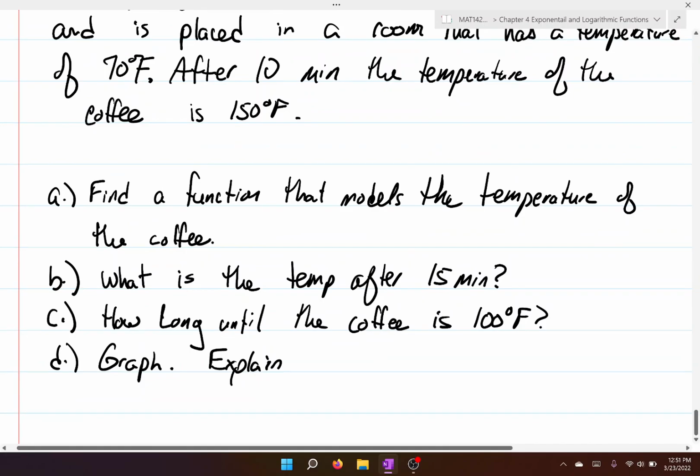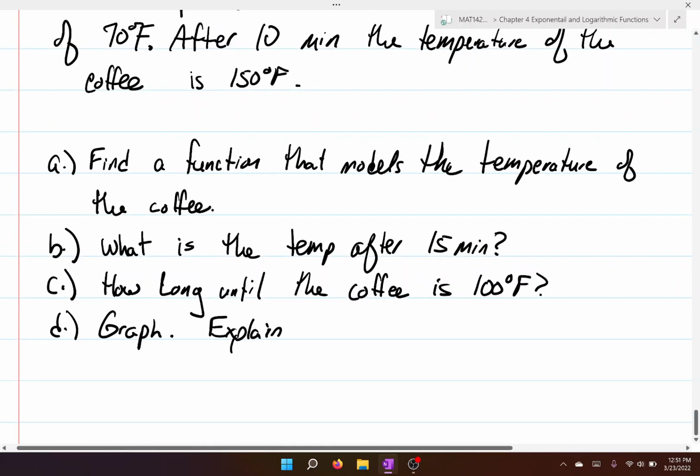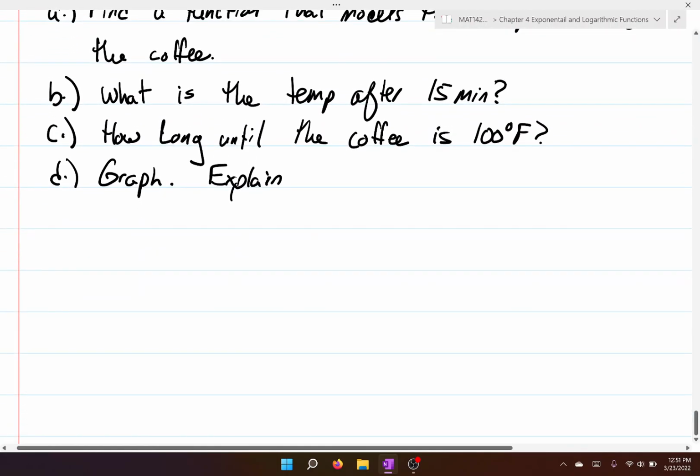If we just let the coffee sit there in a room, nobody touching it, and the temperature of the room never changes, what is it after 15 minutes? Then we're going to figure out how long it will take for the coffee to be 100 degrees Fahrenheit, which is what I think would be safe to drink. And then in part D, we're going to graph it and explain what this graph looks like. All right, so part A, let's find our function.